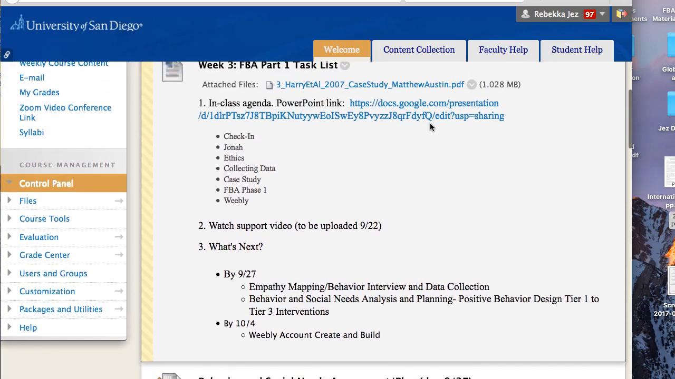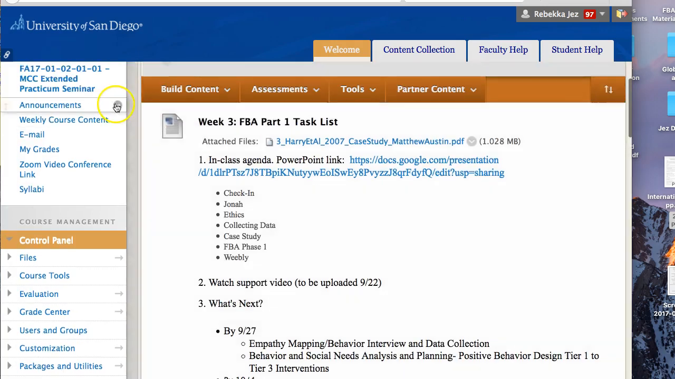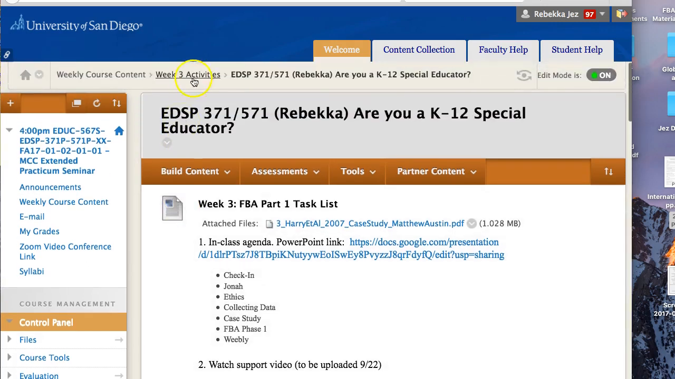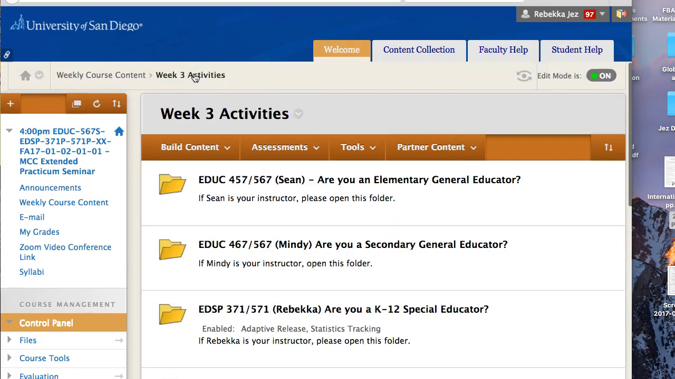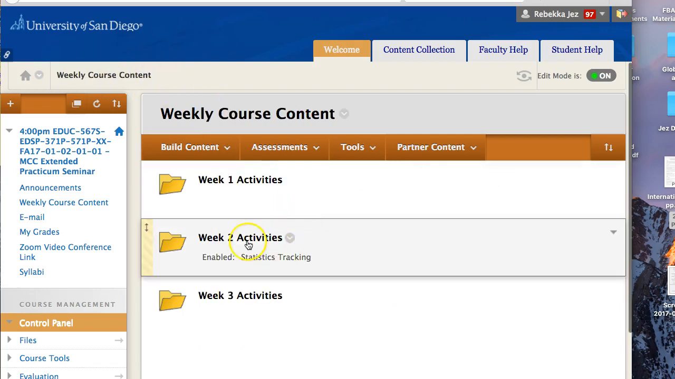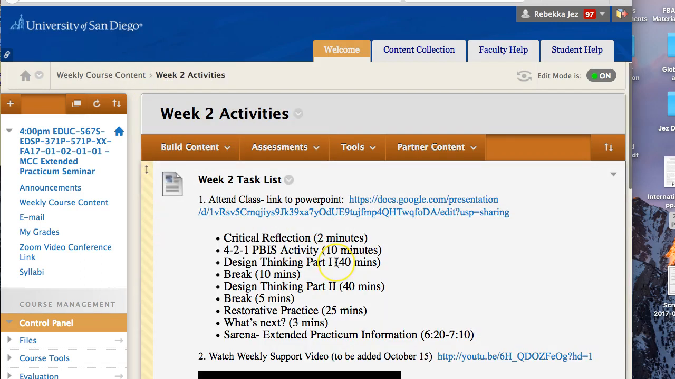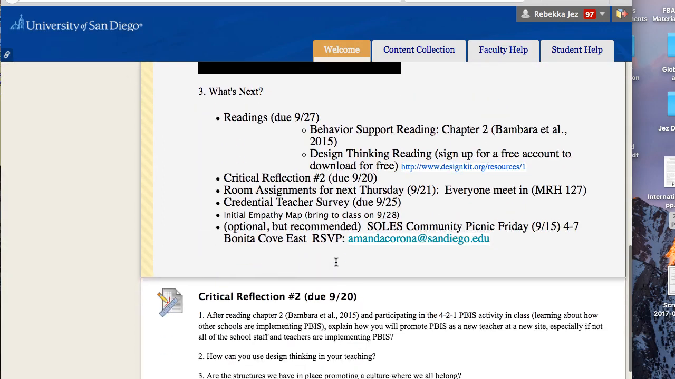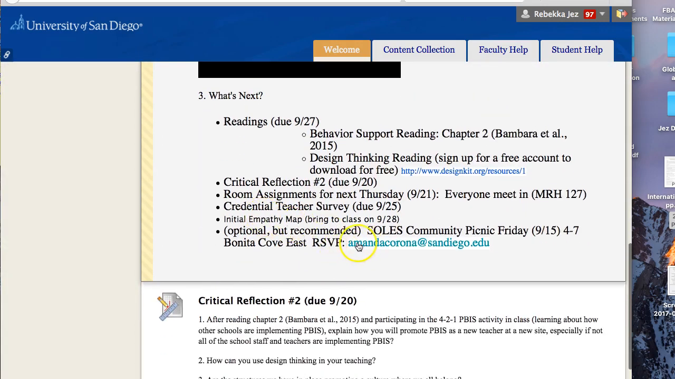Oh, another reminder from last week is to read the design thinking article. Let me go back to week 2 and make sure you read it. Let me see if we've got it here. Yeah, right there. So there's the design thinking article that Mindy's asked you to read so that you're ready for class next week. I think that's about it.